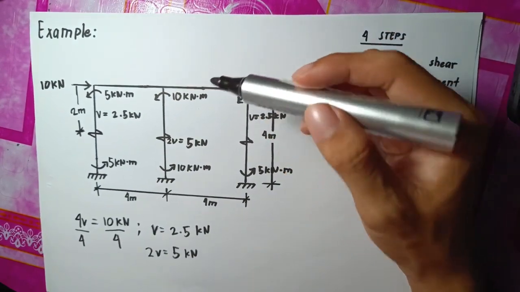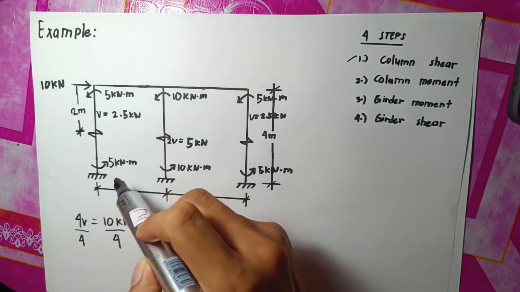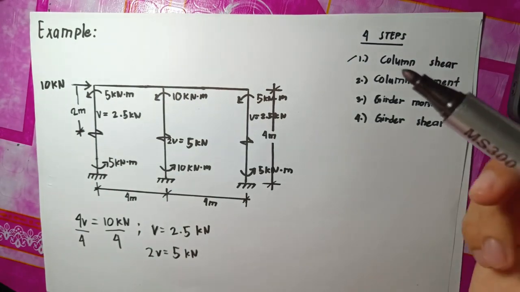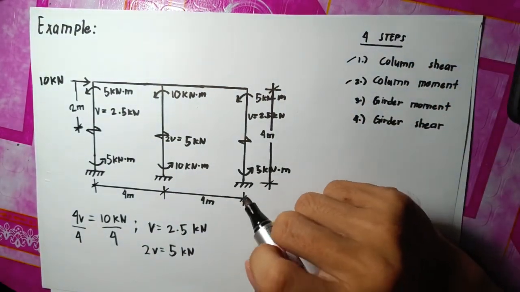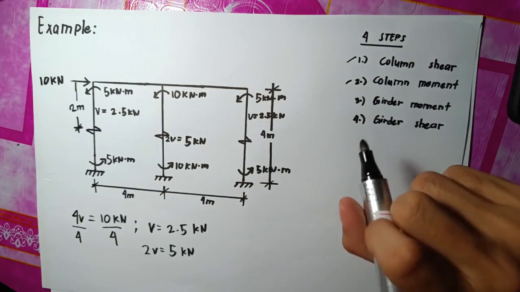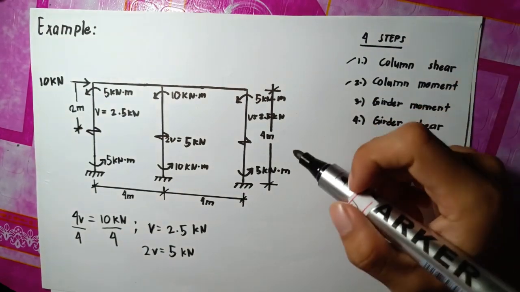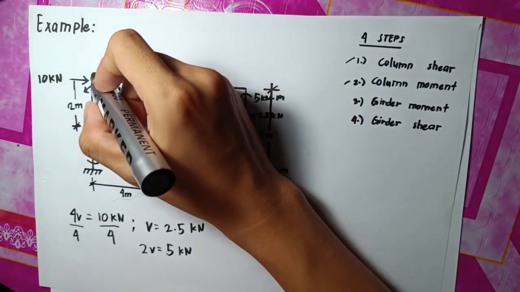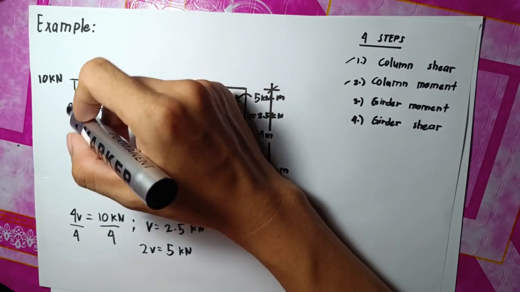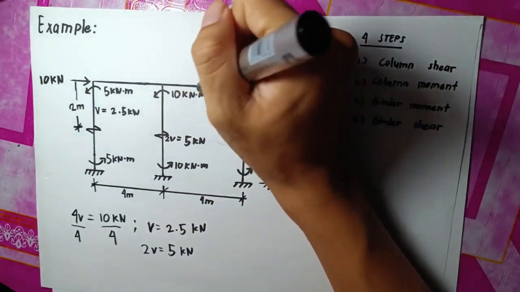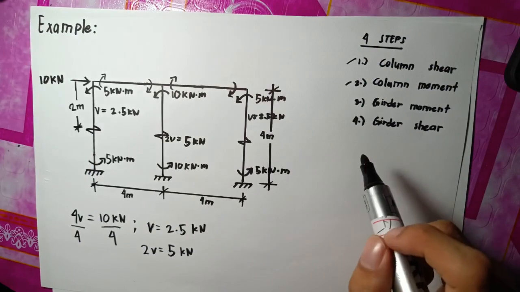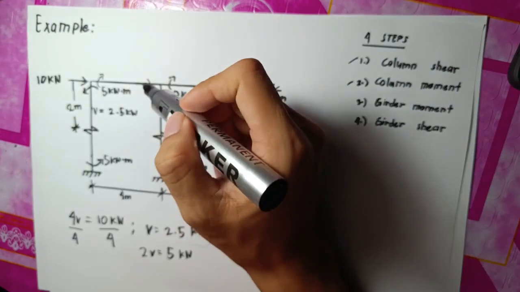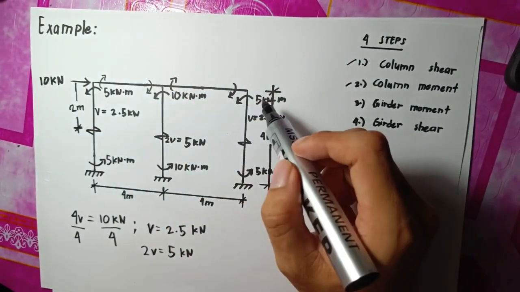They have the same rotation, same value. And we must proceed to third step, which is girder moment. So in the girder moment, we must put a moment in the girder or horizontal beam, the beam. So in the girder moment, we must put clockwise in the beam, horizontal beam.